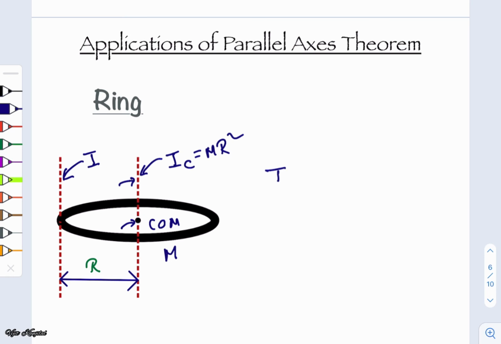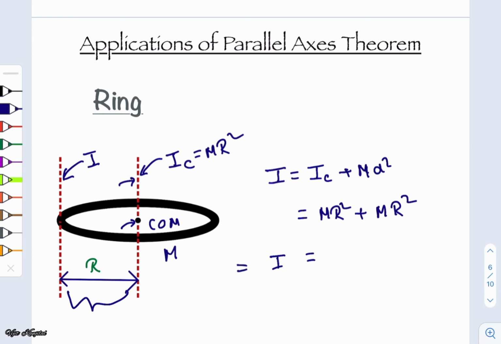So I would be IC plus md square. Now what is the distance between these two particular axes? It is simply r. So let us substitute the values. IC is mr square. What is d? d is nothing but r, that is the distance between these two axes. So mr square plus mr square. So what do we get? I is nothing but 2mr square.